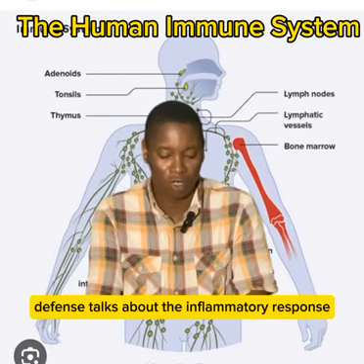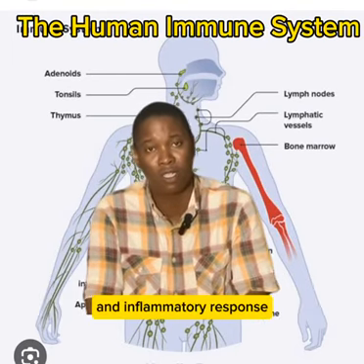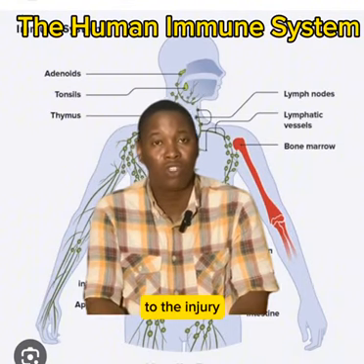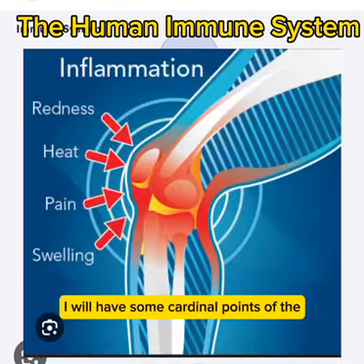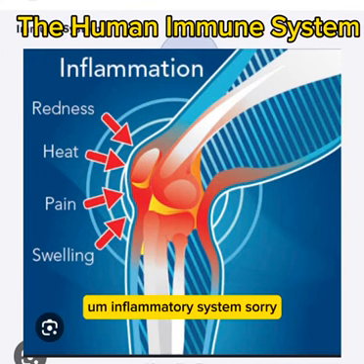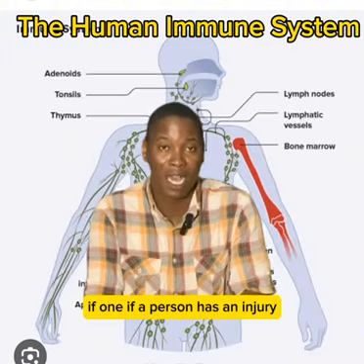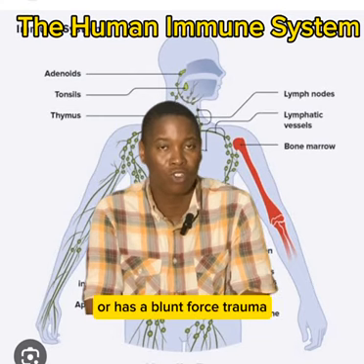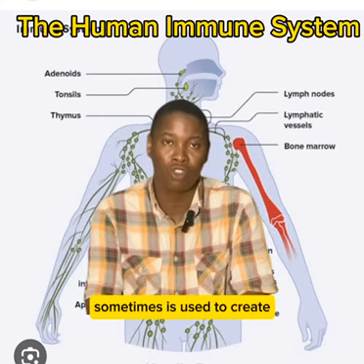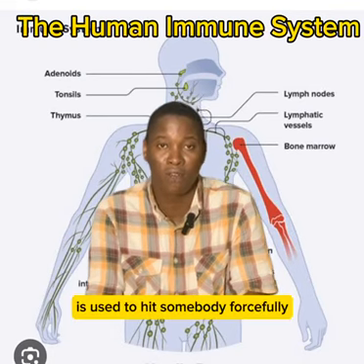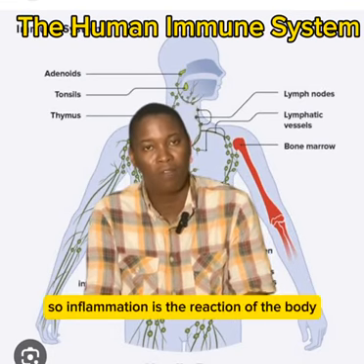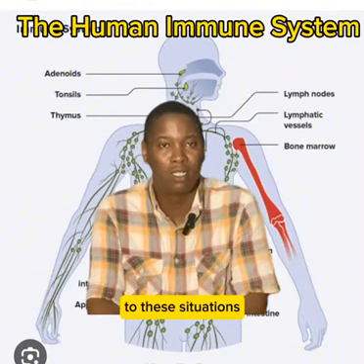Now, the second line of defense is the inflammatory response. An inflammatory response is the response of the body to either injury or blunt force trauma. We have some cardinal points of the inflammatory response, and these include redness, heat, swelling, pain, and loss of function. All of these are to be expected if a person has an injury or blunt force trauma, that is, a dull substance is used to hit somebody forcefully. That's what we call blunt force trauma. So inflammation is the reaction of the body to these situations.